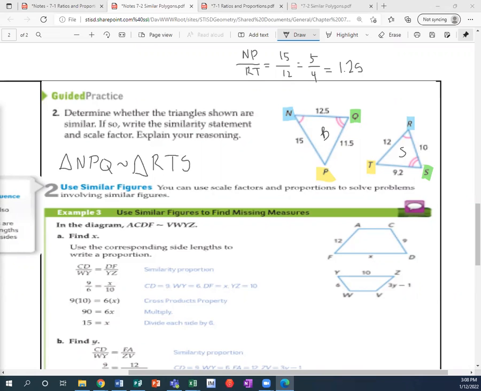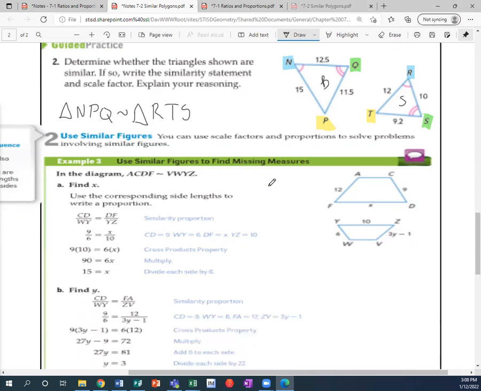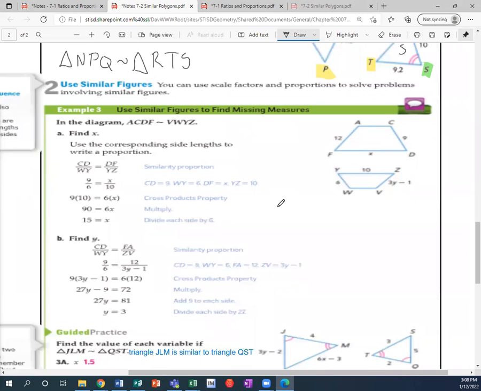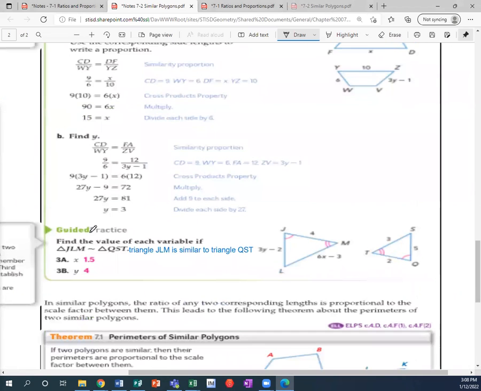No questions? All right, this guided practice example will help you with questions 1 and 2 on your skill practice in section 7-2. The last 4 questions on the skill practice is a pretty short one, handled by this guided practice down here, 3A and 3B. So I'm going to do my work over here.